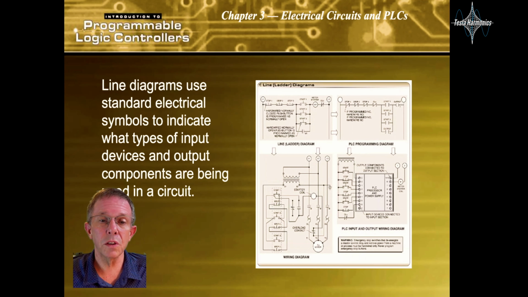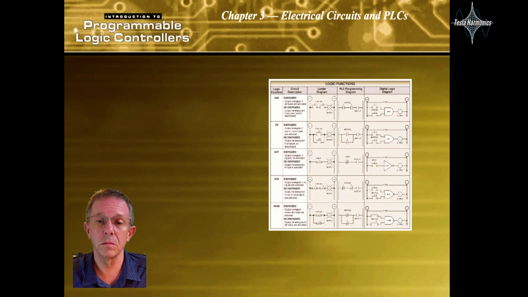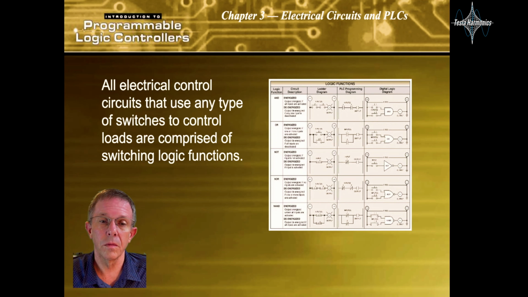Line diagrams use standard electrical symbols to indicate what type of input devices and output components are being used in the circuit. Standard line diagrams and PLC programming diagrams are similar, although different symbols are used to represent the same device or component. All electrical control circuits that use any type of switch to control loads are comprised of switching logic functions.